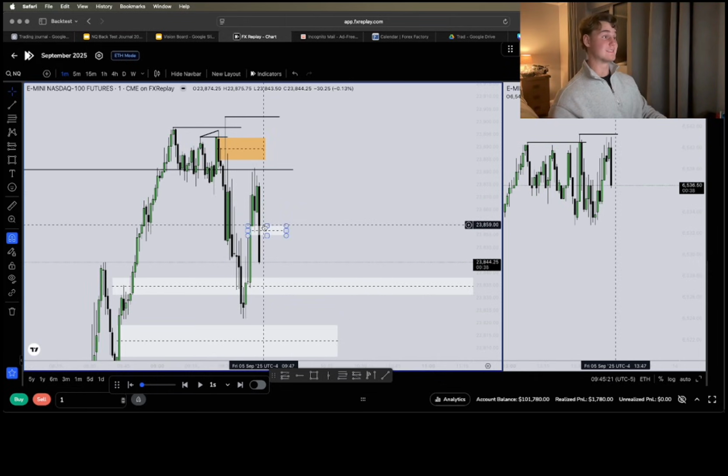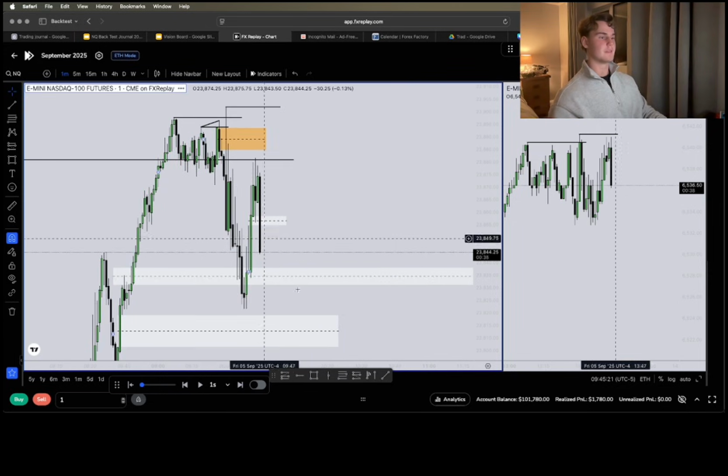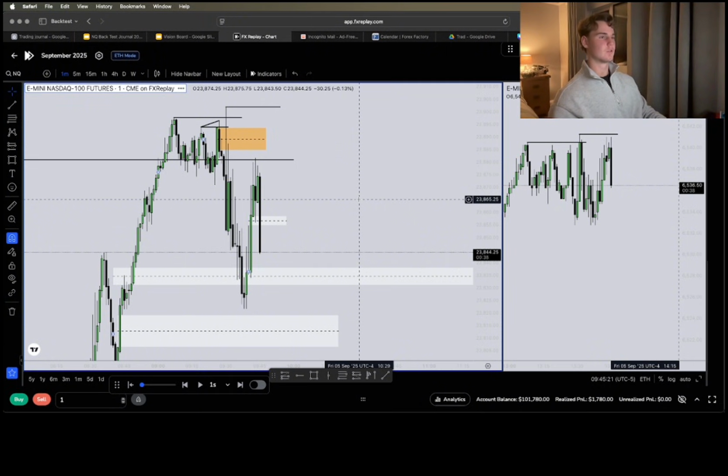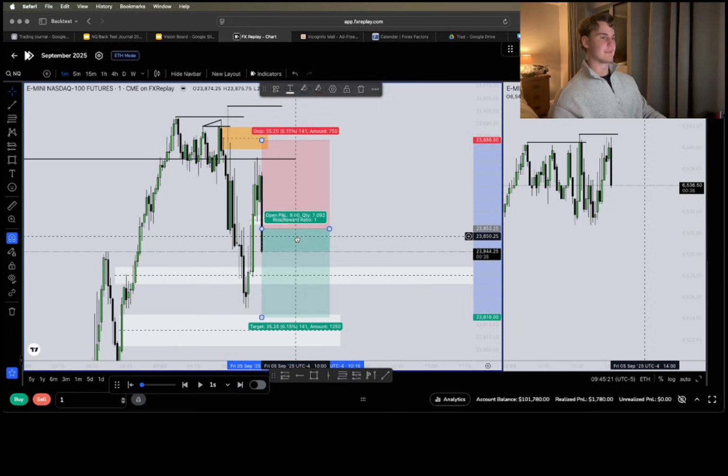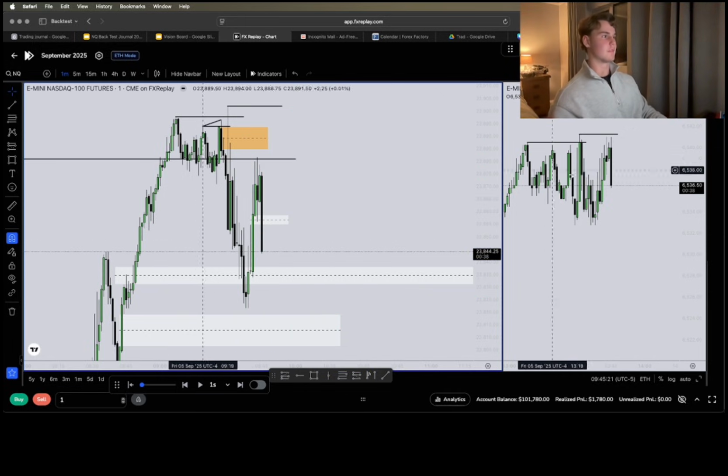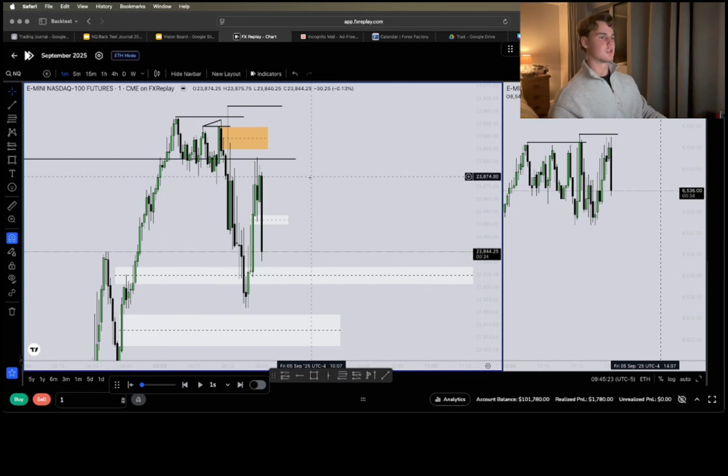Okay, so we do see displacement through the BISI here. Now, this would be a good entry, but considering ES edged the highs, still looks like we want another manipulation. Now, I would usually take this, but considering that factor there, I'm just going to wait.